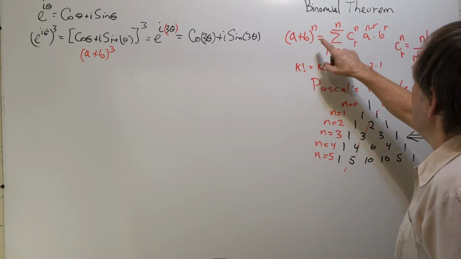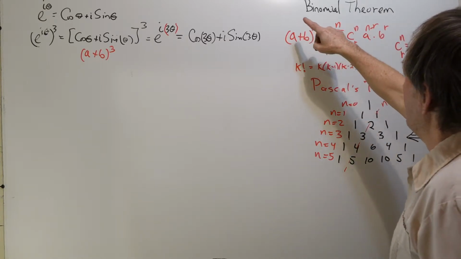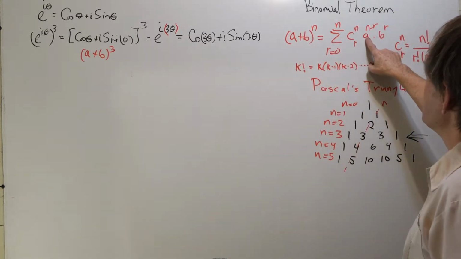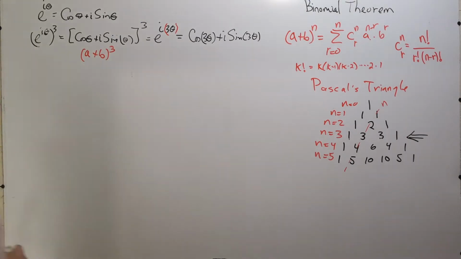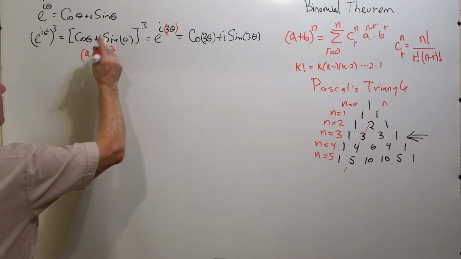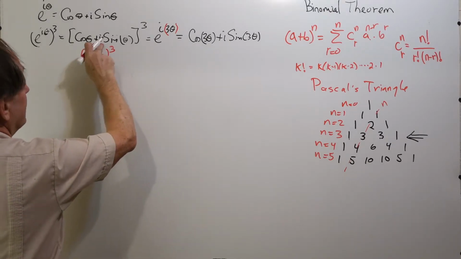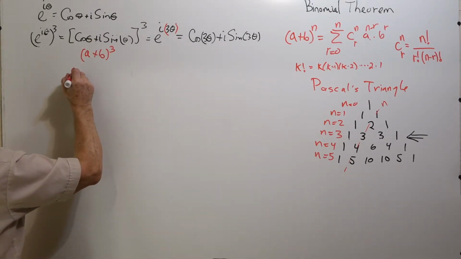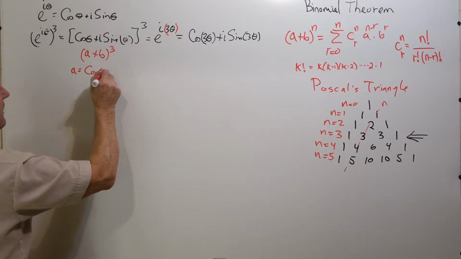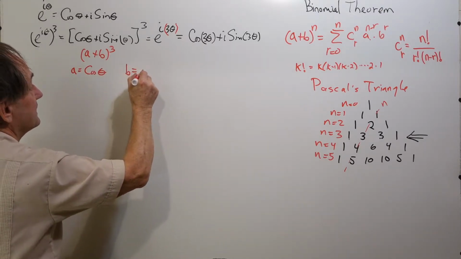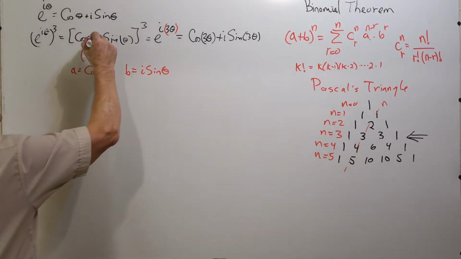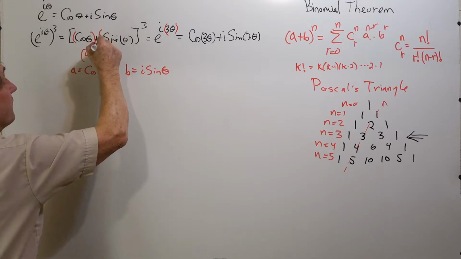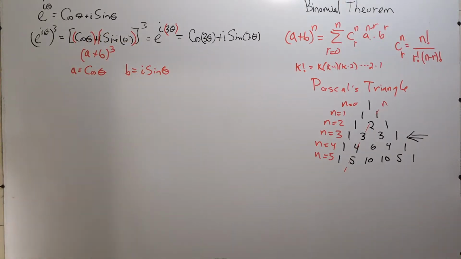So we start out with a to the n power, and for each term we decrease the power on a and increase the power on b. That gives us a very easy way to write this down. Now in this case, remember, it's very important to carry the i along. Our a is cosine of theta, and our b is i sine of theta. These are our a and b.